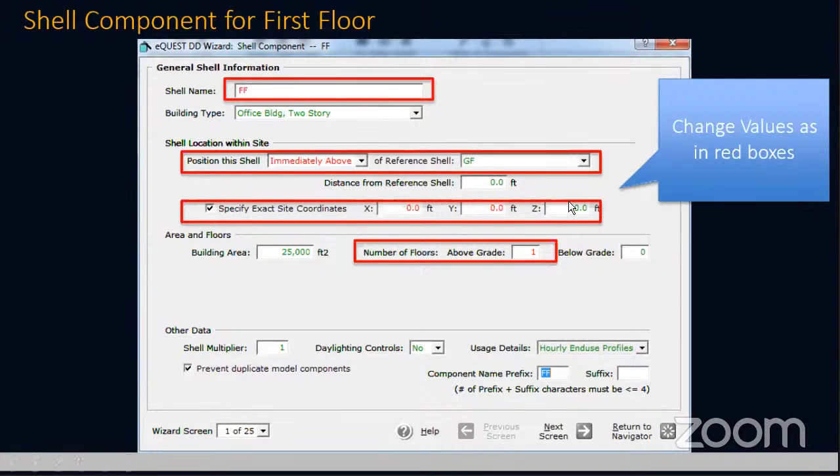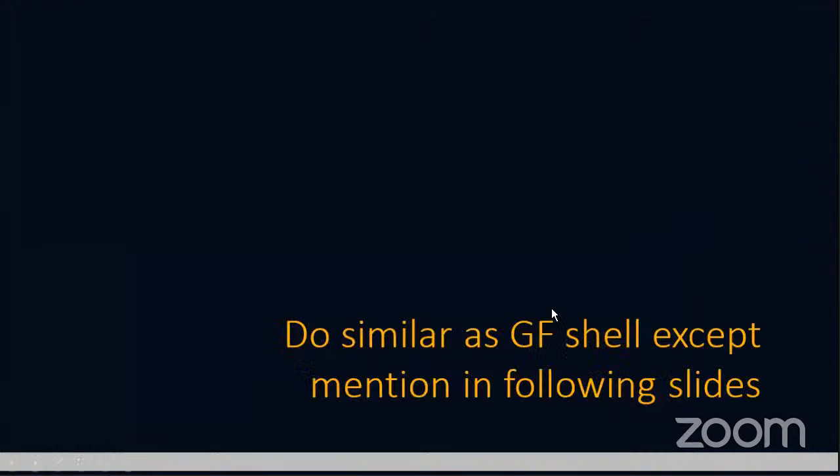Now, if you make a mistake, suppose instead of 10, if you put 0, then it will overlap and you get error when you are doing the simulation. So you have to select 10 feet. Number of floors above grade is 1. We don't have basements. Then component name, it's first floor, so we can select FF.